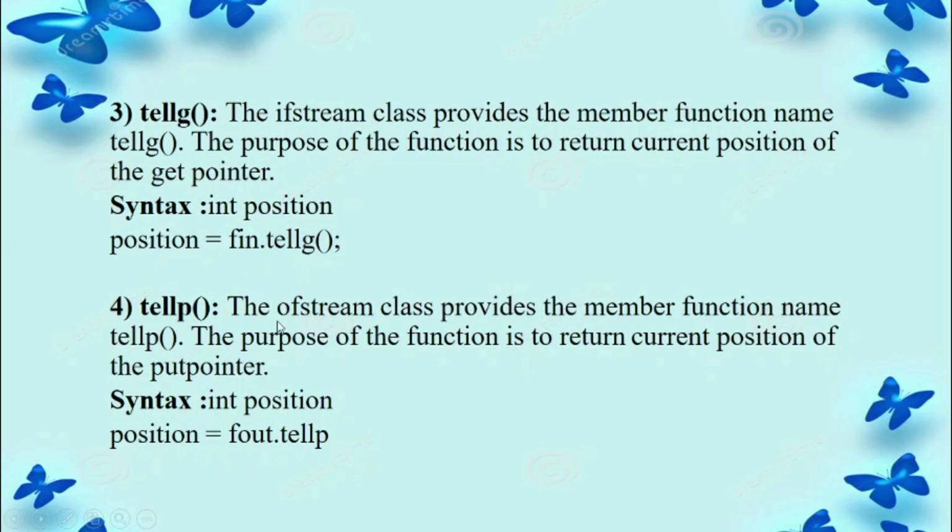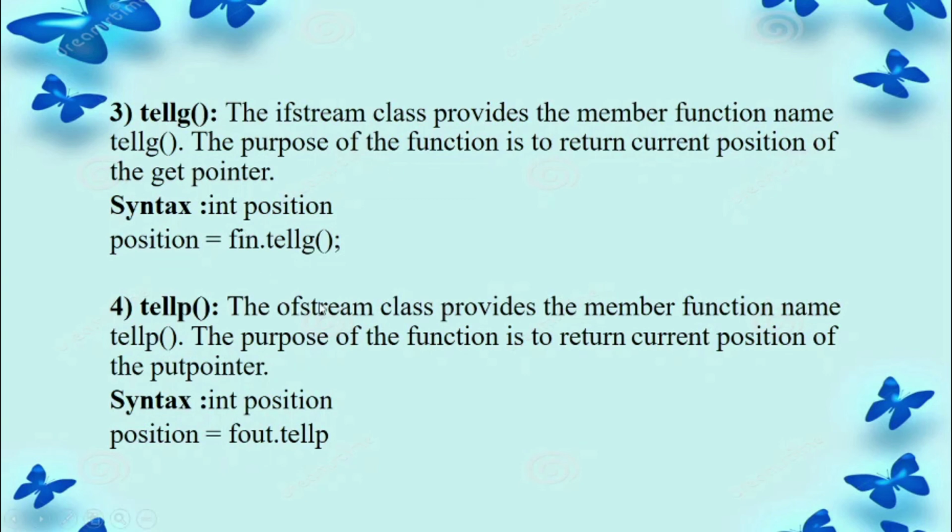And tellp, the ofstream class provides the member function named tellp. The purpose of this function is to return the current position of the put pointer. Put pointer, I already said, is used to point to where the element has to be written. So where that pointer is pointing now, that present location will be returned using this tellp function. Okay, so int position = fout.tellp() with brackets. So this will tell the put pointer location where it is located presently in a file.